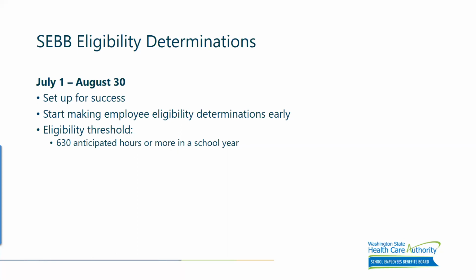Terry had the question, if the substitute works at multiple districts, does the benefit amount get split, or does it need to be 630 in a single district? So the board made a decision that you need to reach the 630 with one employer. Substitutes that work in multiple districts would have to reach 630 within at least one of the districts to be eligible. And they would be eligible within the district that they first reached the 630.